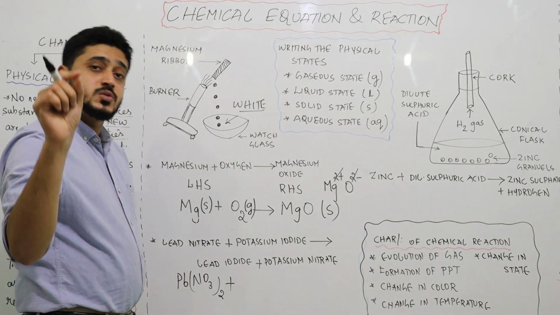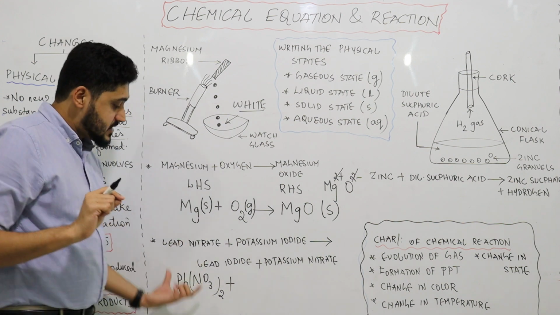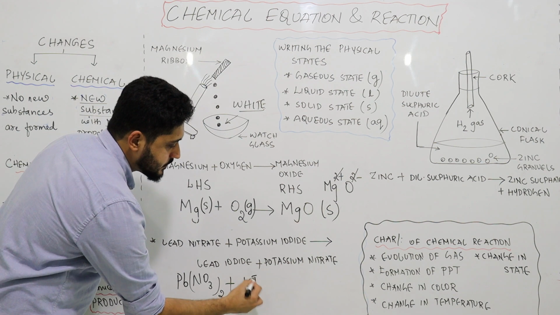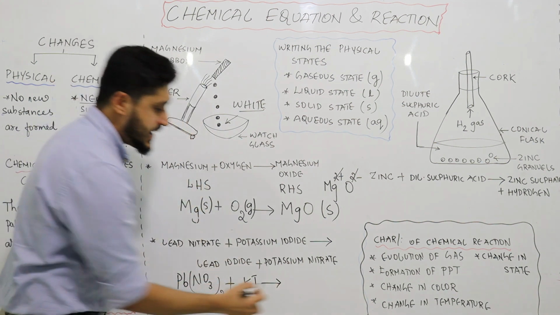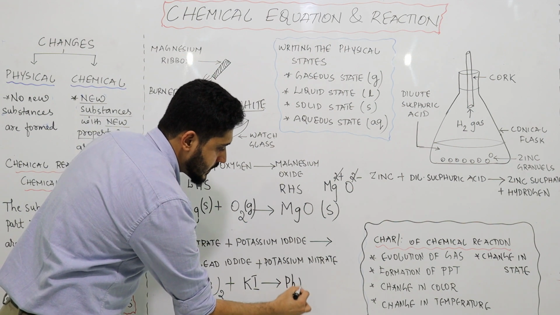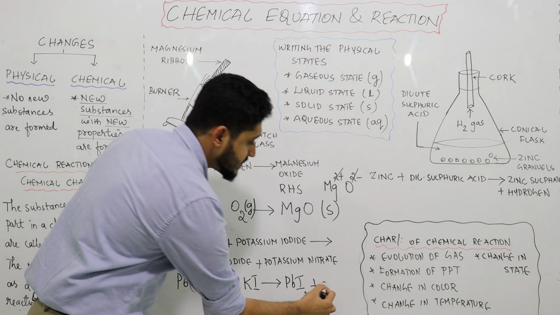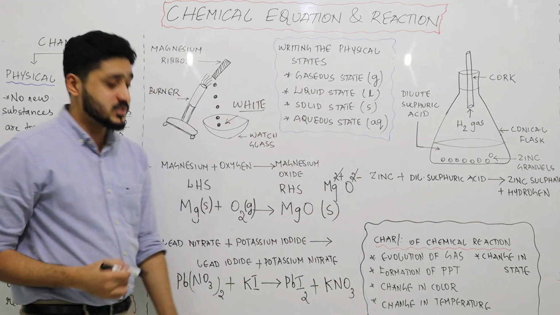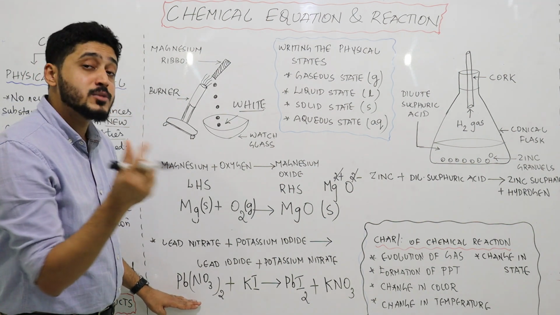Learning the valence chart is very important for writing chemical formulas. So lead nitrate is written Pb(NO3)2 plus potassium iodide, KI, giving you lead iodide. Lead iodide is written as PbI2 plus potassium nitrate. Potassium nitrate is written as KNO3. Now, this is a solution where lead nitrate and potassium iodide are mixed.